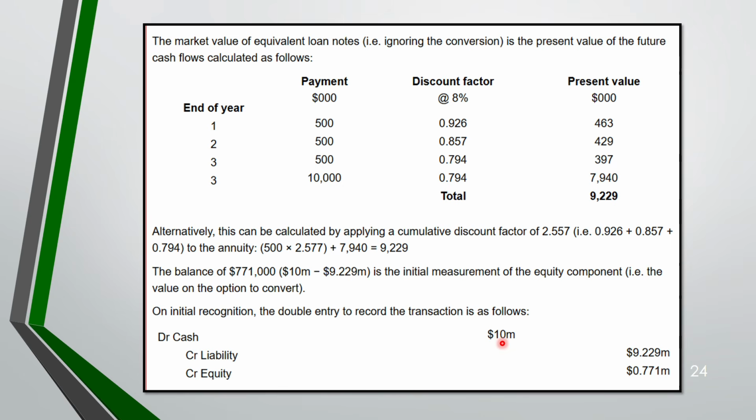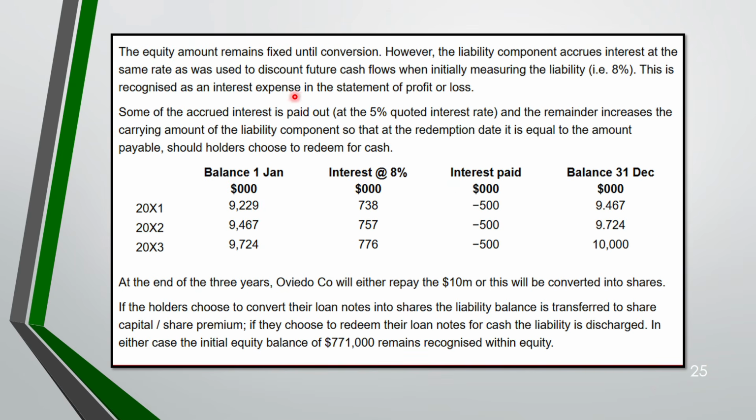Then they have shown you the journal entry where cash is debit and equity liability are credit. Both are balancing with 10. Now remember the equity amount remains fixed until conversion. So you don't have to worry about equity. Until conversion, equity will be equity only. But the liability will be acquiring interest on it. And that interest will be the same rate that you have used to discount. That is 8%. So you will recognize it as an interest expense in your statement of profit and loss.